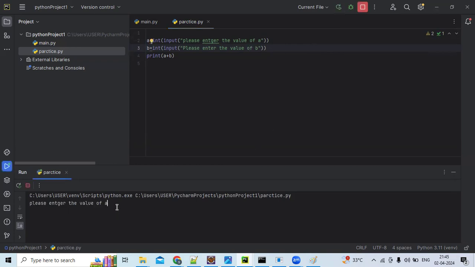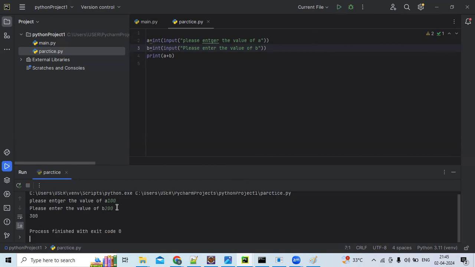Okay, see, it is asking. My A value is 100, correct? My B value is 200. Am I correct? What is that? 300. Is it okay, guys?